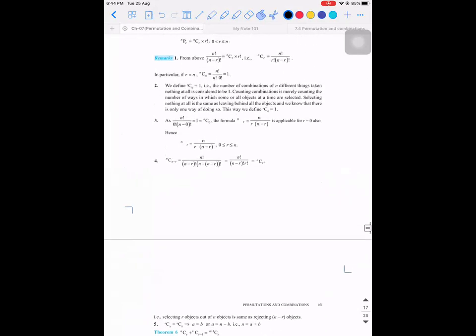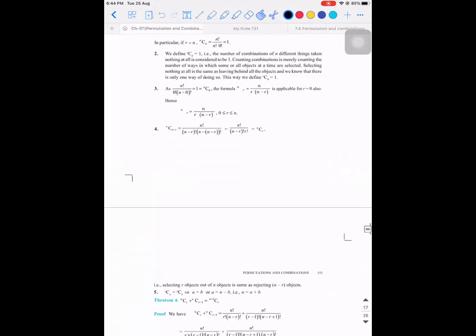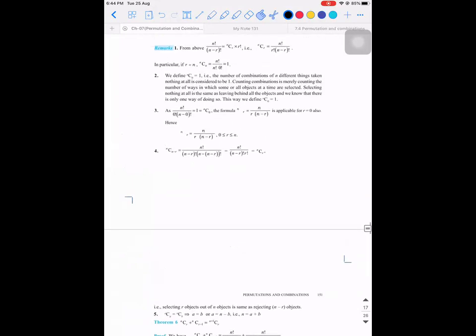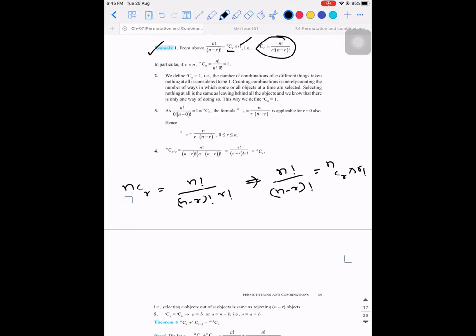So, there are certain remarks given. NCR. We know that NCR is equal to n factorial by n minus r factorial into r factorial. Then can I write n factorial divided by n minus r factorial is equal to NCR into r factorial? So that's what they've given. Yes, sir. So it's a simple thing. It's a small rearrangement. There is nothing much for us to discuss.